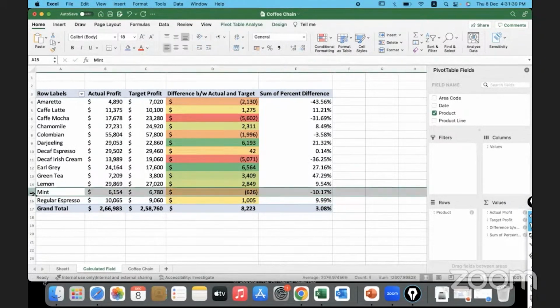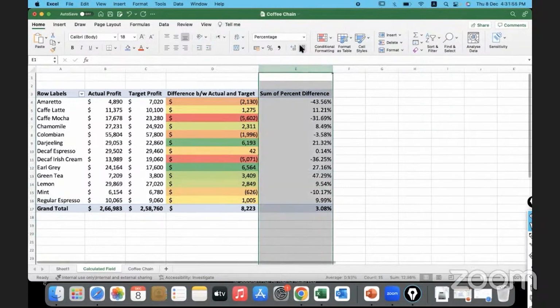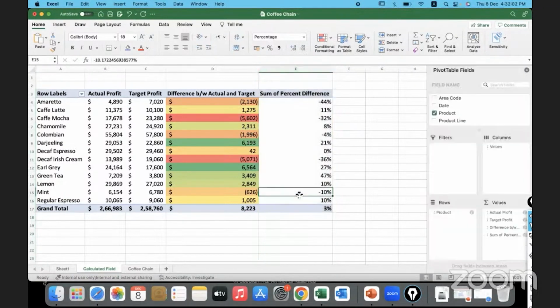Look at Mint. Target was 6,780, actual 6,154. So it missed the target by around 600, which is nearly 10% of 6,000. Right, 600 is 10% of 6,000, which is what we are seeing here. We missed the target by a 10% margin. Here we have gone above the expectation by a 9% margin. Here the target was missed by a 47% margin. All right, I hope what I'm trying to convey is clear. So yeah, like this, we can go ahead and build calculated fields.